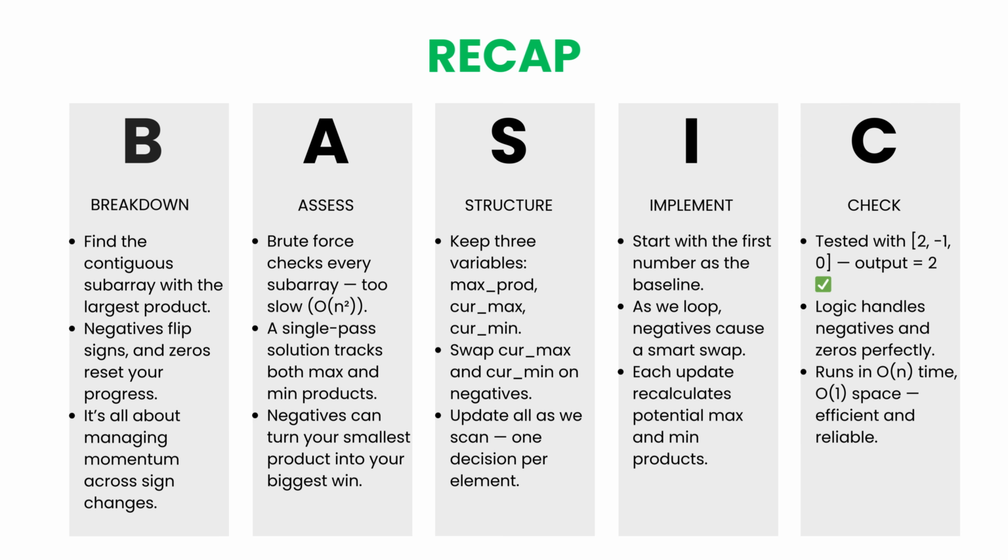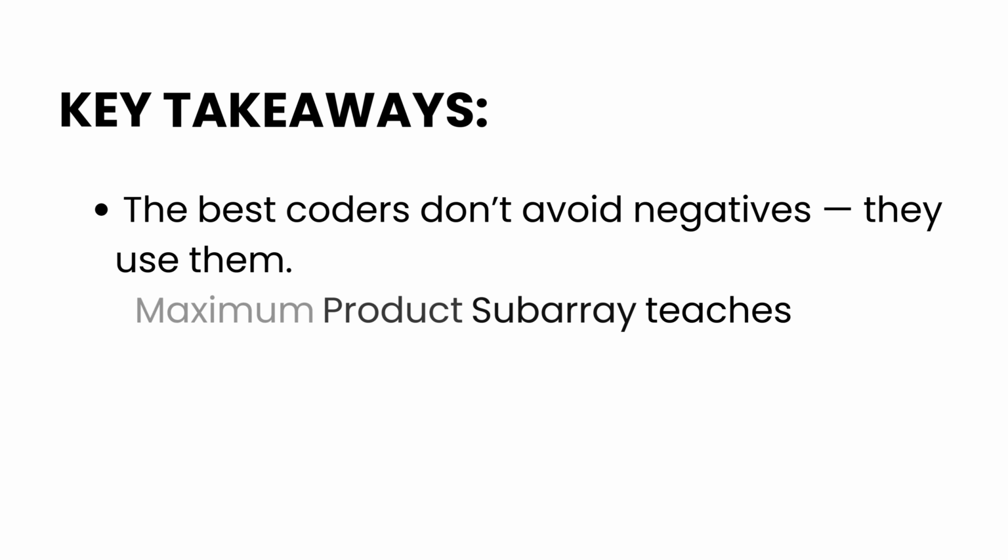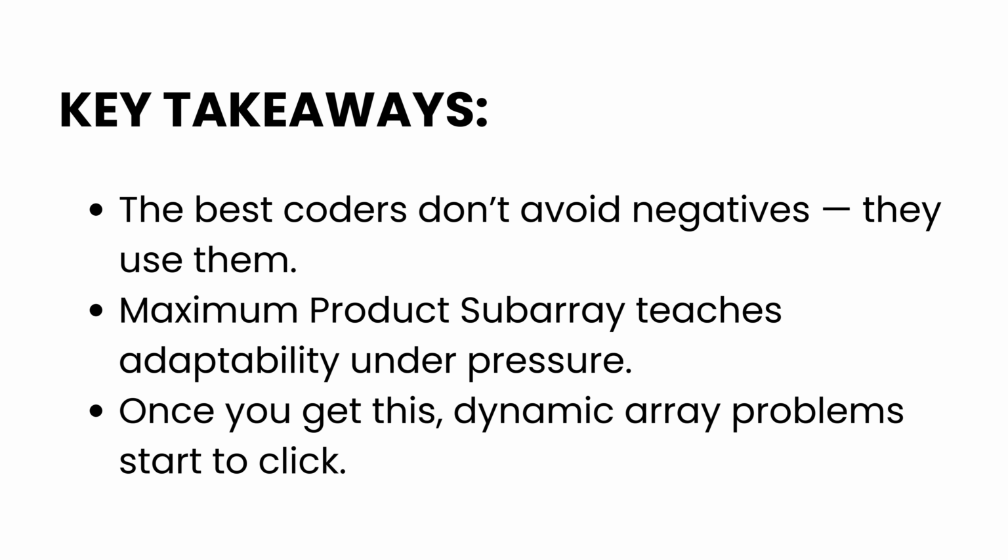Check recap. Testing confirmed the approach works perfectly. In our example, the product chain resets correctly at 0 and captures the best possible result, 2. Even with more complex inputs, the algorithm consistently identifies the strongest contiguous product in O(n) time and constant space. The big takeaway here is adaptability. The maximum product subarray teaches you that in algorithmic thinking, just like in problem solving, your approach must adjust to changing conditions. It's not just about finding the maximum. It's about managing uncertainty efficiently and confidently.